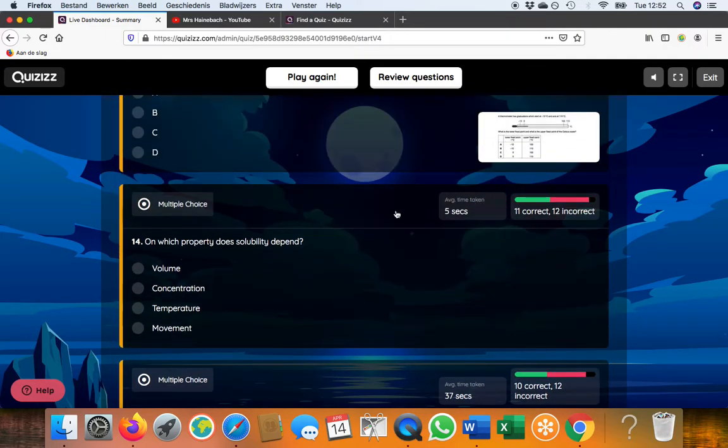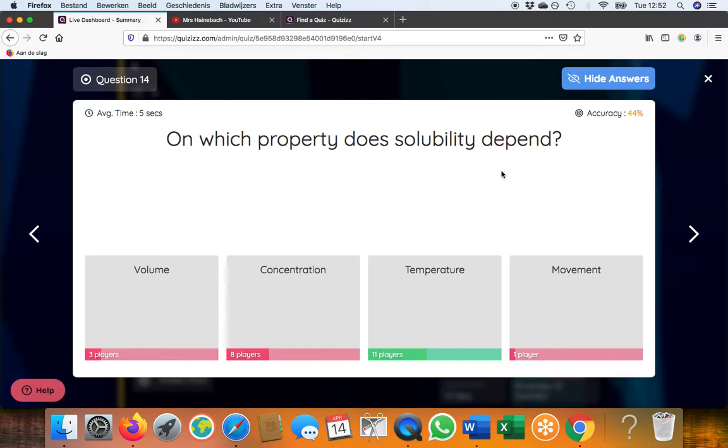Then this was about half-half. Which property does solubility depend on? And that is temperature. Most people had it right, and some people thought concentration. Concentration is actually how we measure solubility, so it's how much substance we can put into a solvent, but it depends on the temperature. In hot tea, you can dissolve more sugar than into cold tea.